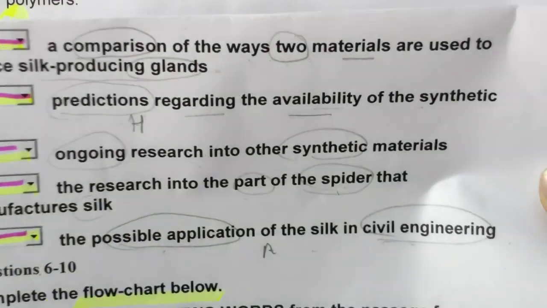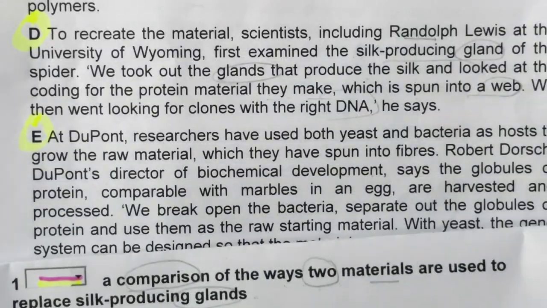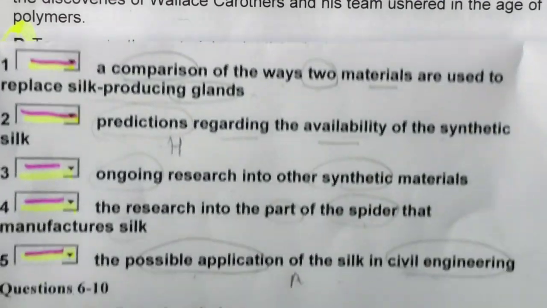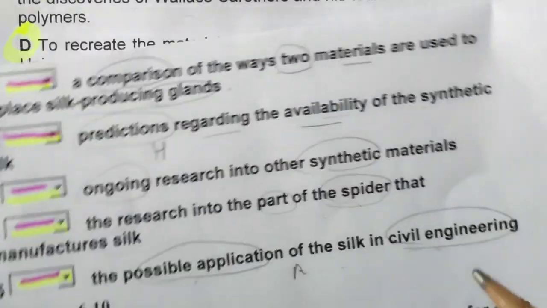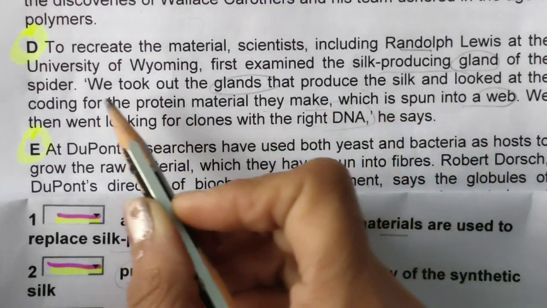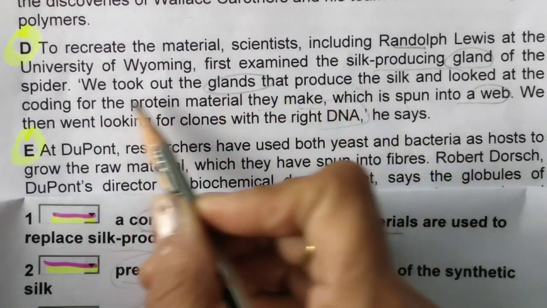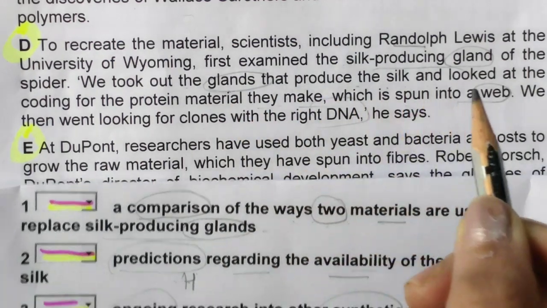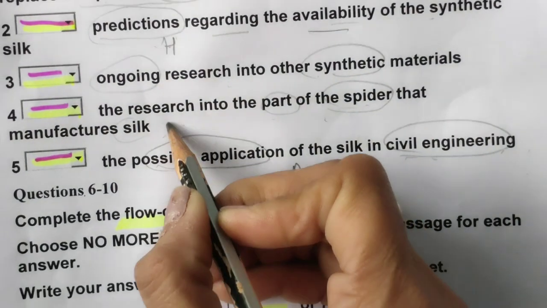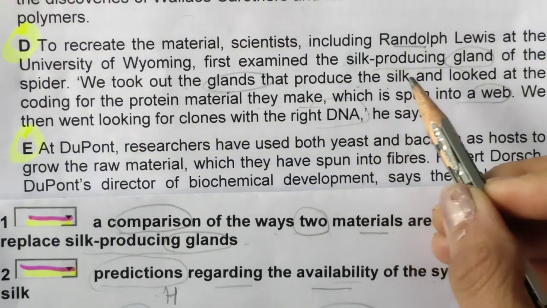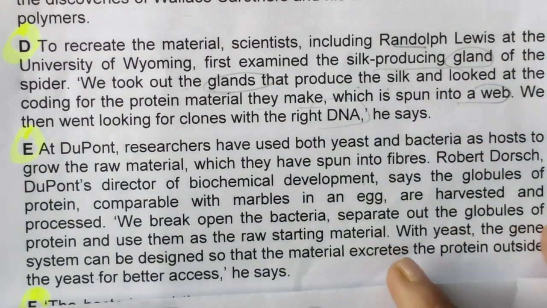Research. Okay, spider. Yes, here they are talking about a part of the spider. See this: first examined the silk producing gland of the spider. It means the part of the spider is this. We took out the glands that produce the silk. So we can match this with the research into the part of the spider that manufactures silk. So the part is the gland. Now E paragraph.